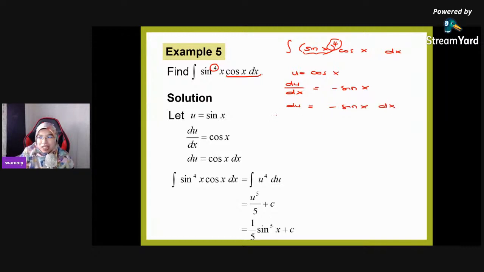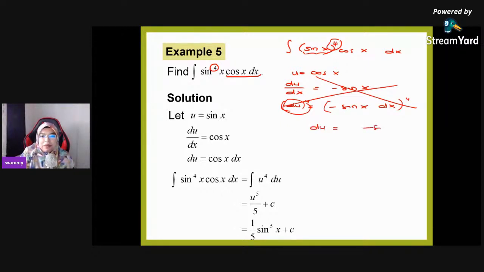So mungkin akan ada orang yang sebab ini kuasa 4 kan, dia pun nak kuasa 4. Nak kuasa 4 macam ni. So yang ini tak boleh lah. Kalau nampak macam ni saja, dah tahulah dia tak boleh guna. This substitution doesn't work. So that means you have to choose another one. Sebab kalau kita ada du tak boleh ada kuasa. Tapi kalau nak darab tak ada masalah. Contohnya macam du equal to negative sin x dx. Saya nak positif saja. So saya boleh letaklah negative 1 du sama dengan sin of x dx. Kalau setakat darab dengan constant tak ada masalah. Ini constant.